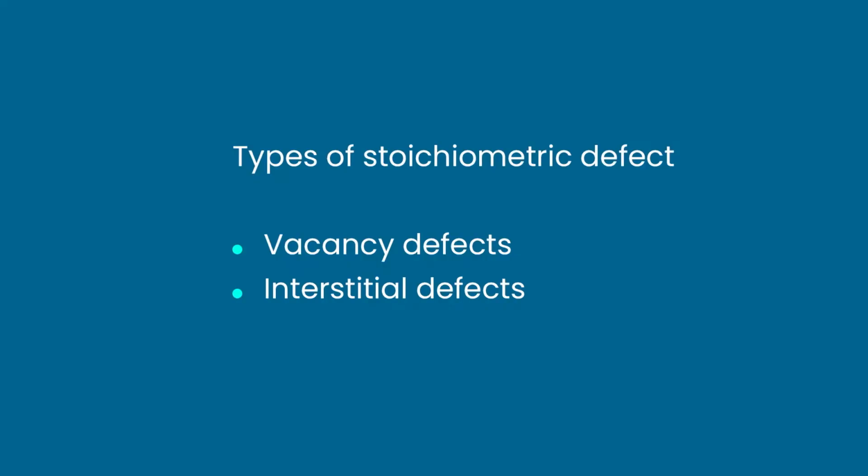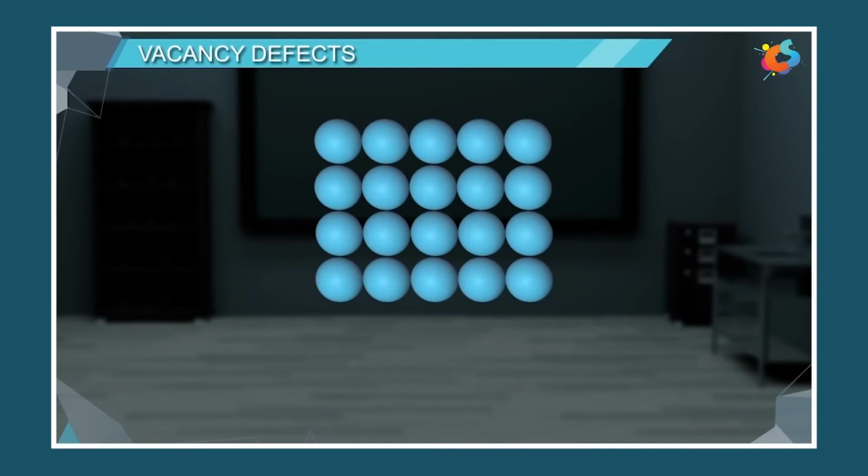The stoichiometric defects are of two types: vacancy defects and interstitial defects. First, vacancy defect. When some of the lattice sites are vacant, the crystal is said to have vacancy defect. This results in a decrease in density of the substance.